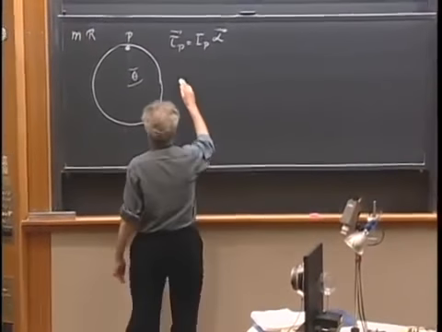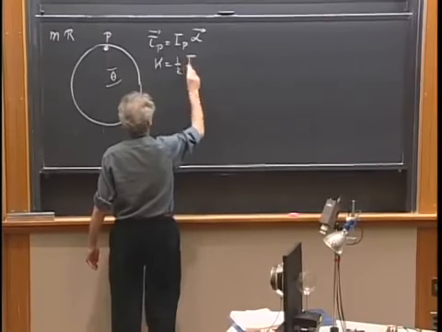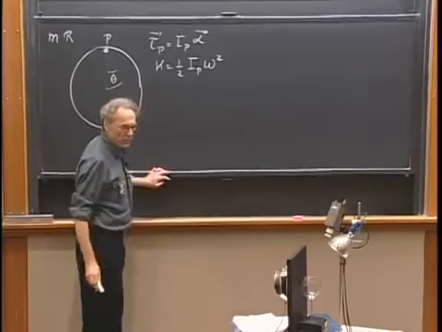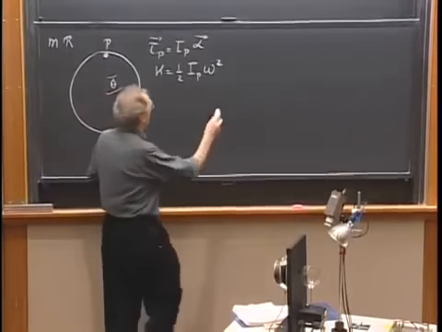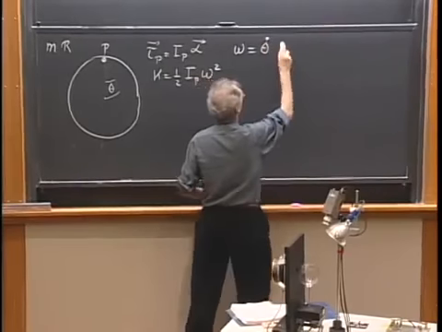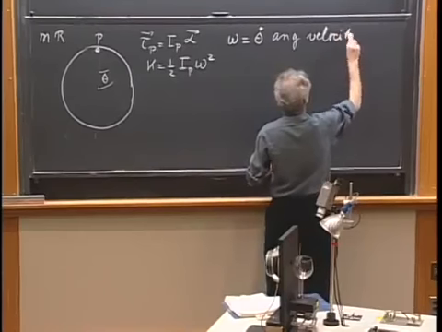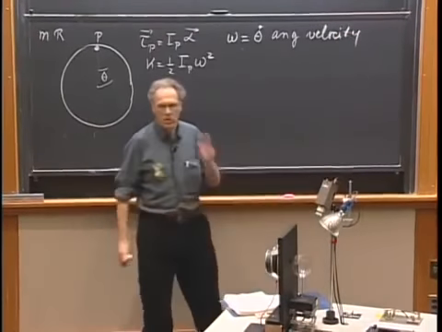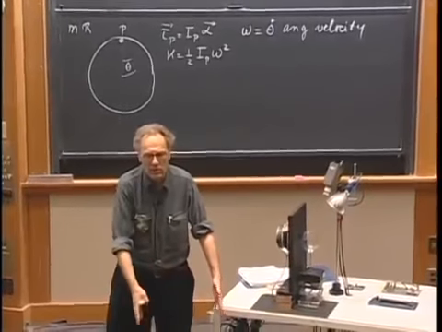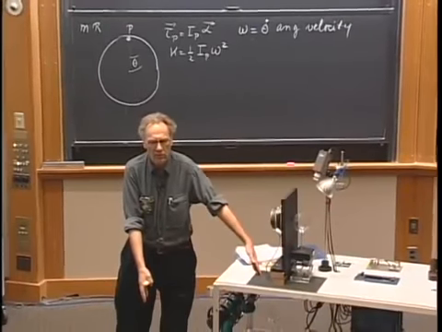And the kinetic energy, K, is 1/2 times the moment of inertia about point P times omega squared. You remember that from 801. And this omega is theta dot. We call that the angular velocity. This angular velocity changes with time. When the object goes through equilibrium, the angular velocity is a maximum, and when the object comes to a halt, the angular velocity is 0.